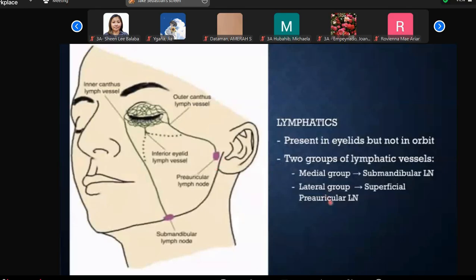So lymphatic channels serve the lateral portions of the eyelid. They drain first into the superficial preauricular nodes and then into deeper cervical nodes. That's why I include the others.